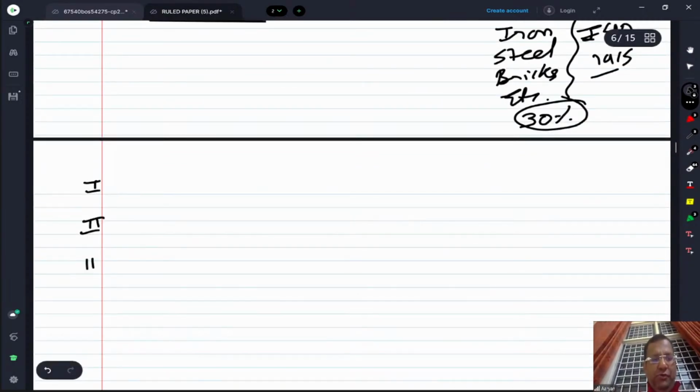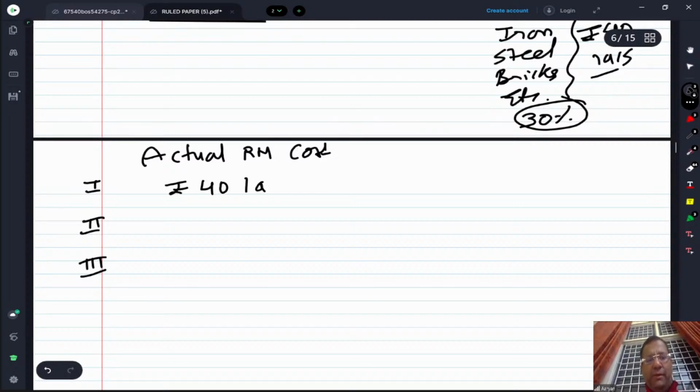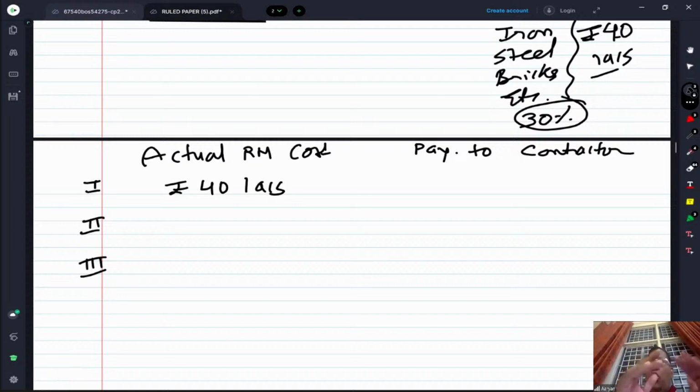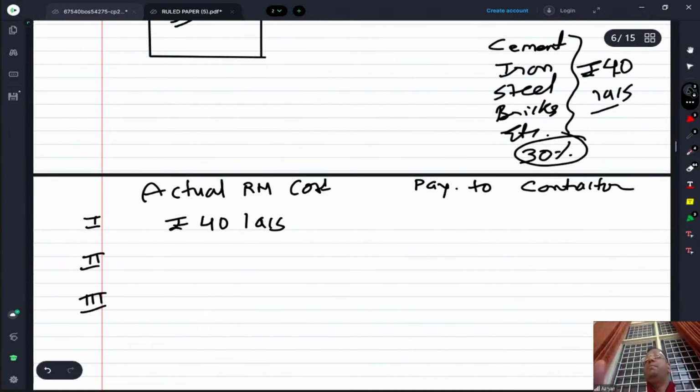Situation 1, situation 2, situation 3. Actual raw material cost, suppose 40 lakh rupee. Now the question is payment to contractor. And one thing I will share you, beta, in all the three situations, 1, 2, and 3, supplier has put the tremendous effort. They have worked not only efficiently but effectively to reduce the wastage. But despite that, on the paper, actual material cost is rupee 40 lakh. Supplier has done every effort to reduce the wastage, but still there will be 40 lakh. Whether contractor will get any payment?